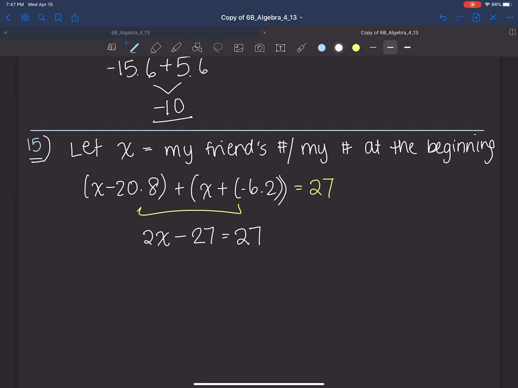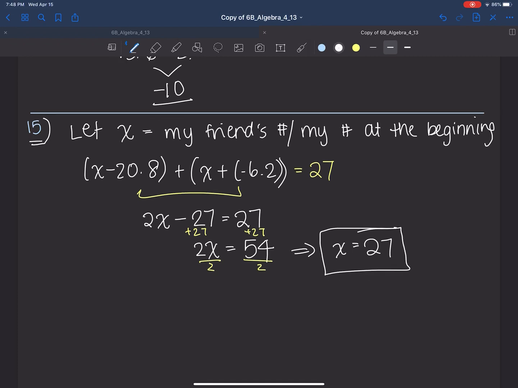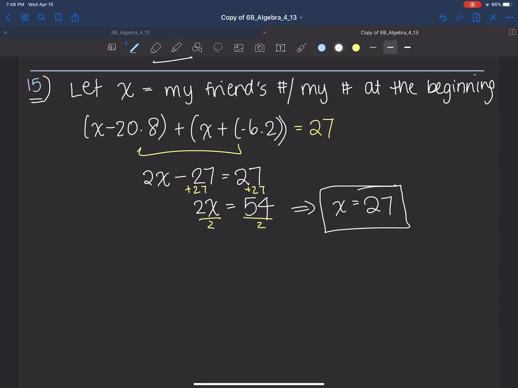Okay, so now I want all my variables on one side and all my numbers on the other side. And the way I'm going to do this is to add 27 to both sides. And the last thing to do, I need to get x by itself. So to undo this 2 times x, I'm going to divide both sides by 2. I'm going to get x is equal to 27. Awesome. So for those who set up the question with the variable and solved for x, fantastic job.